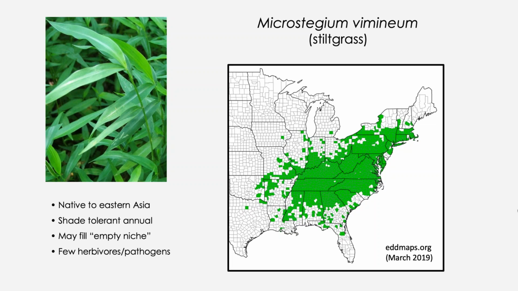And until recently, we've seen very few herbivores and pathogens on the species. And you'll notice from the EDDMapS figure here that the distribution is very broad. At this point, we have it from the Panhandle in Florida all the way north to Detroit, and from eastern Texas all the way to the Atlantic seaboard.